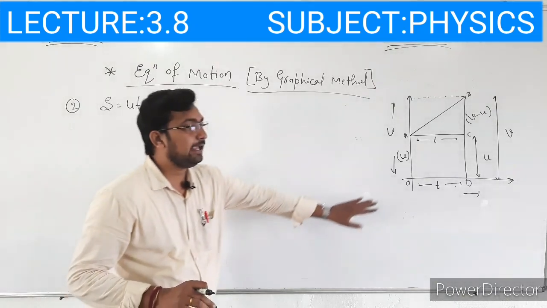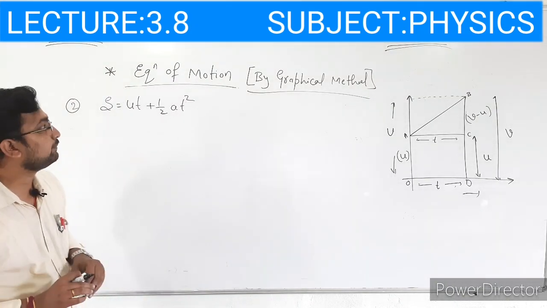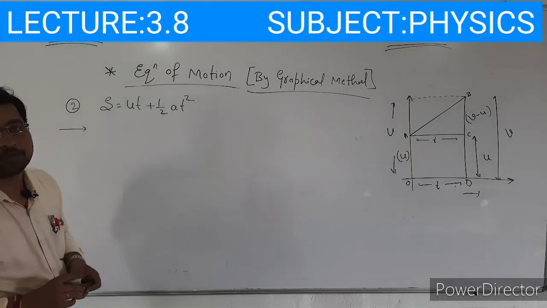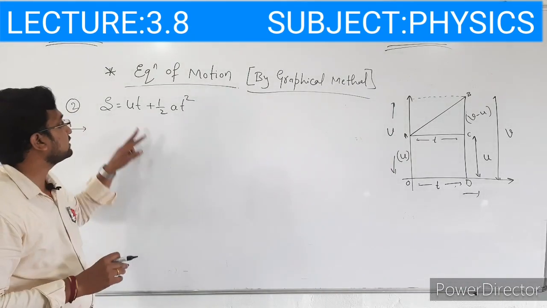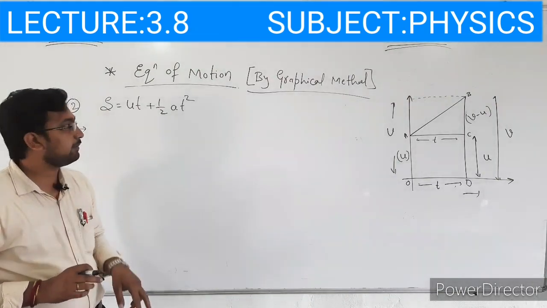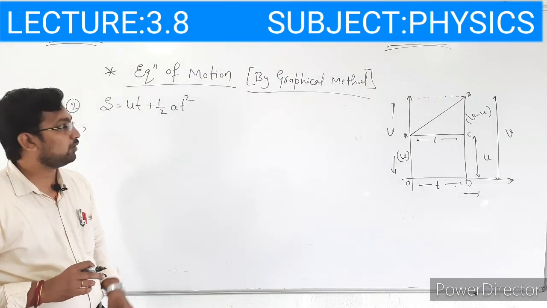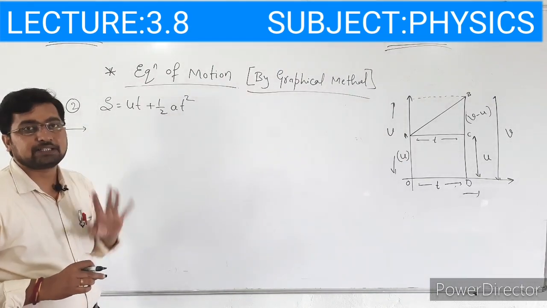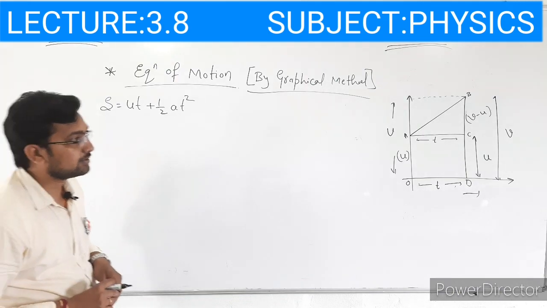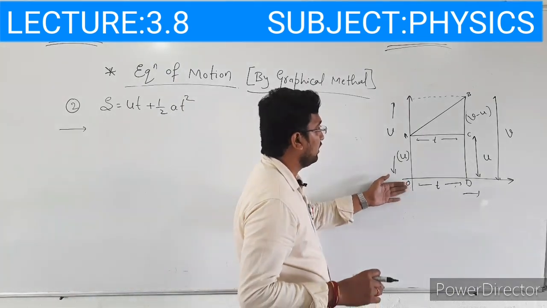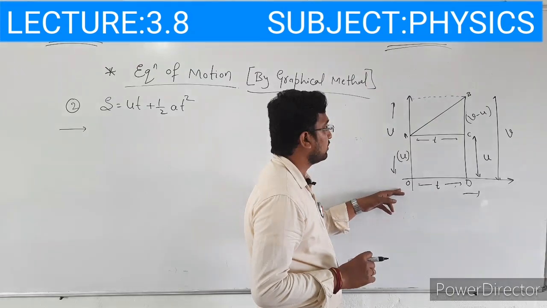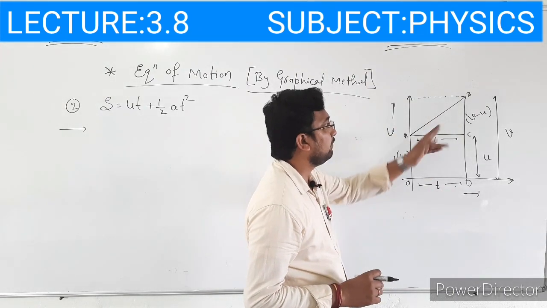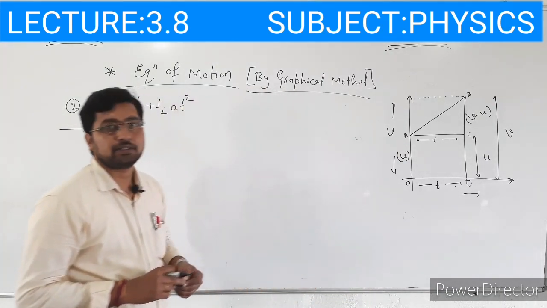Again we are using the same diagram here. First we have to consider an object moving with initial velocity u and uniform acceleration a. Suppose v is the final velocity of the object after t seconds. In this graph, OA is equal to u, BD is equal to the final velocity v, and BC is equal to v minus u.